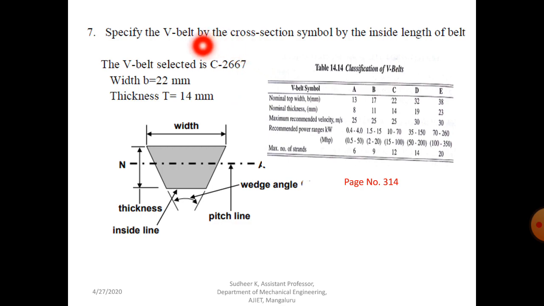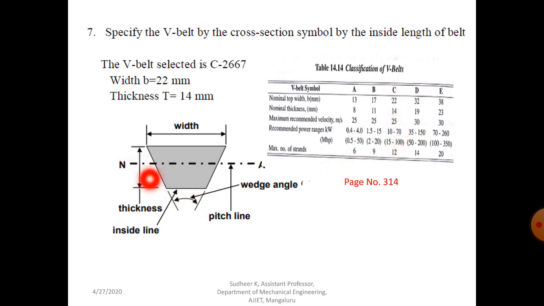Now for this C cross section, you have to write the dimensions of the cross section, that is the two important dimensions, width and thickness. Width is 22 mm and thickness is 14 mm. We get that from table 14.14, which you will find on page number 314 in your data handbook. For C cross section, the nominal top width is 22 and the nominal thickness is 14 millimeter.